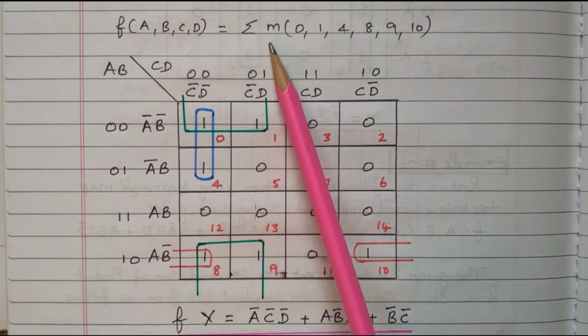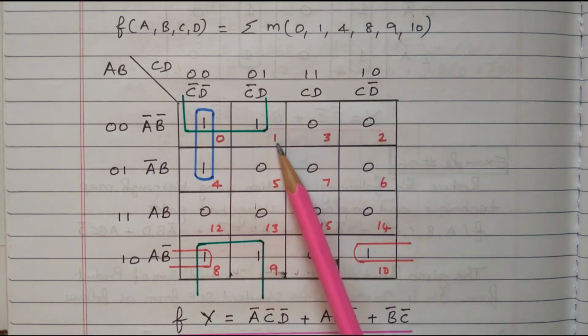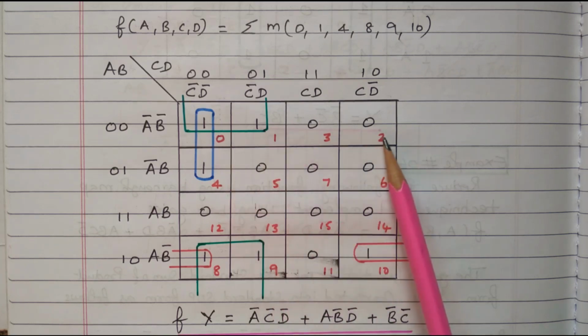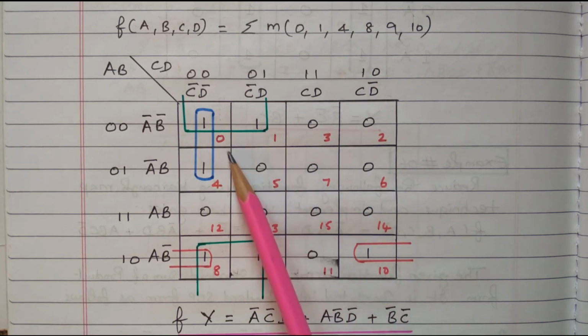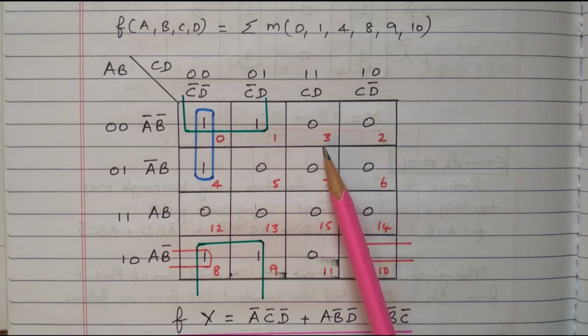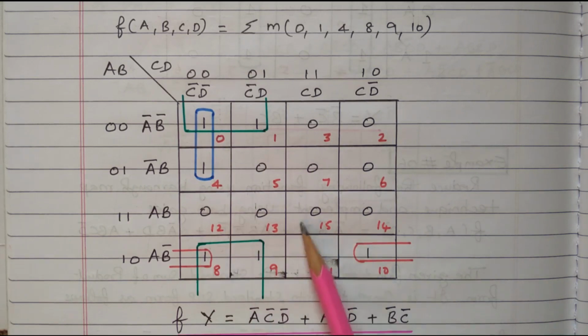But in this problem the minterms are given. The minterms are represented by the red color numbers 0, 1, 2, 3, 4, 5, 6, 7. So these cells correspond to these minterms. Then 8, 9, 10, 11, 12, 13, 14, 15. See, the third and fourth columns are interchanged: 0, 1, thereafter we go to 2 in the fourth column, then the third column. Similarly the third row and fourth row are interchanged. So these minterms are indicated by the red color numbers.